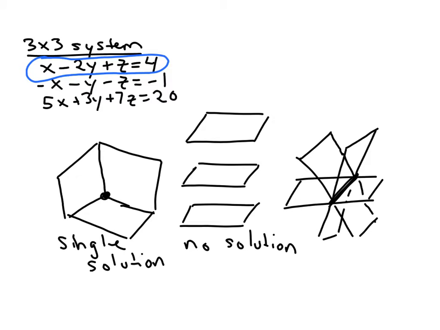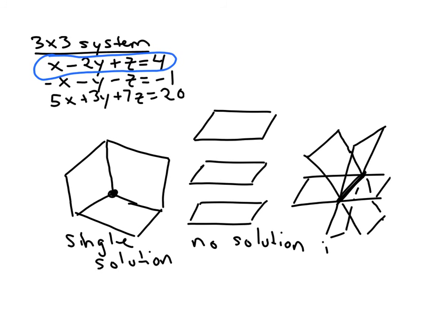It's also possible that these planes might lie just right on top of each other. The 3 equations might essentially describe the same plane. In this case, there are infinitely many solutions. Okay, I'm going to abbreviate down here.